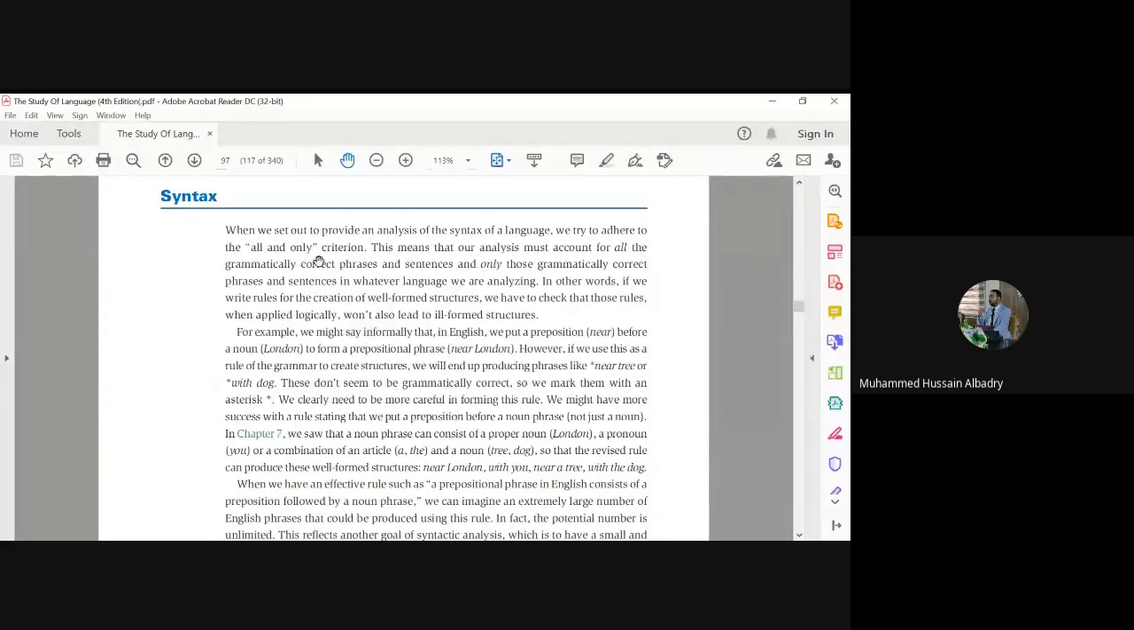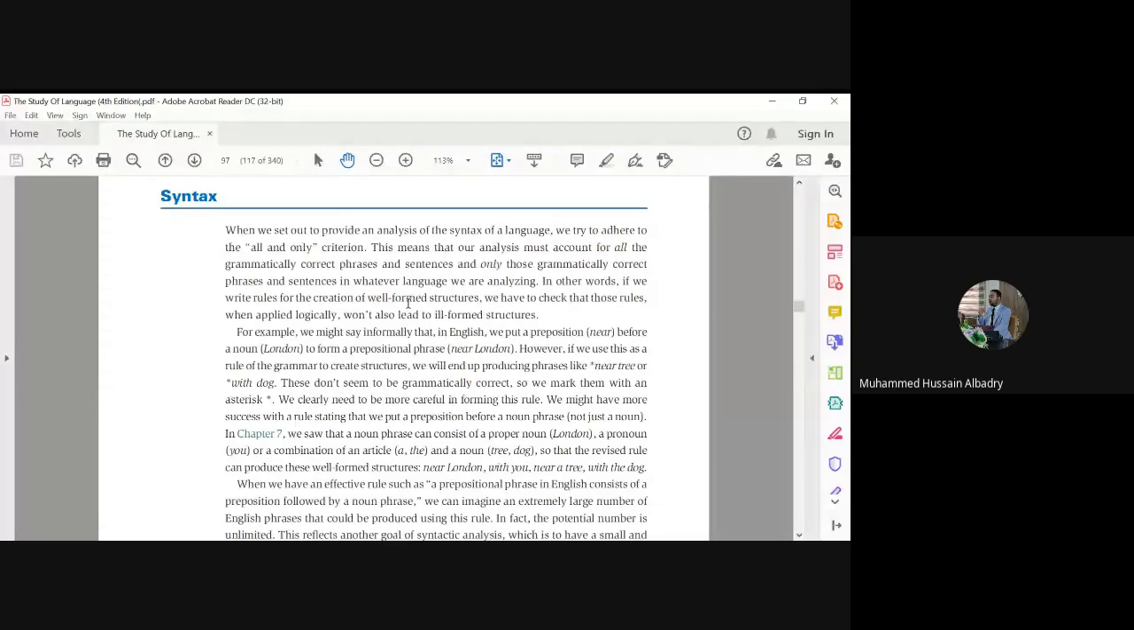Of course, when we set out to provide an analysis of the syntax of a language, the structure of language, we try to adhere to the all and only criteria. What does this mean? This means that our analysis must account for all the grammatically correct phrases and sentences, and only those grammatically correct phrases and sentences in whatever language we are analyzing.